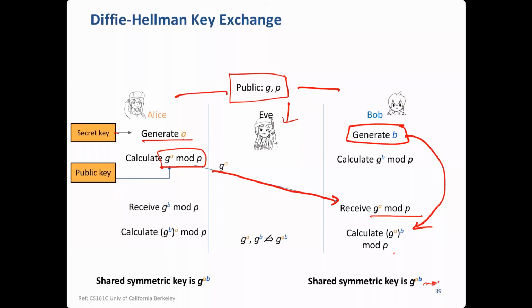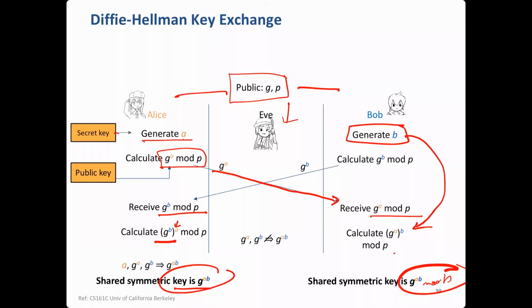Similarly, Alice receives Bob's public key, which is G^B mod P, uses her own key A here, and gets G^AB mod P. So both of them now have the same key.